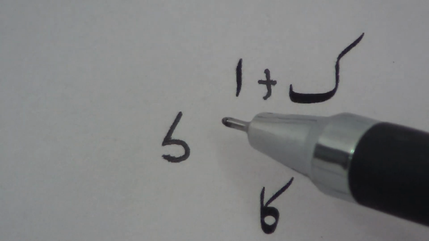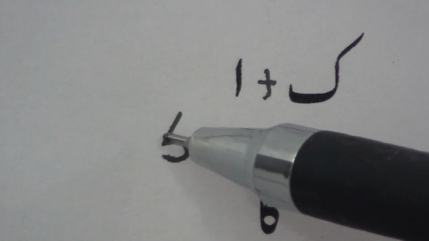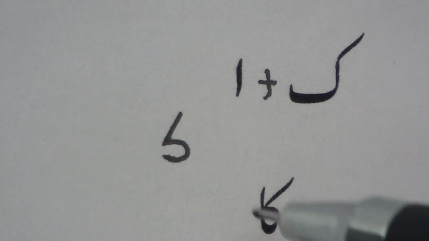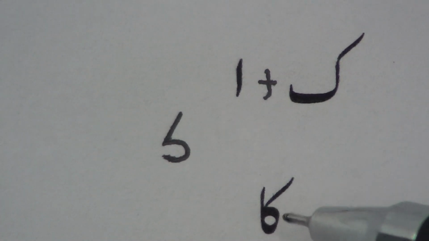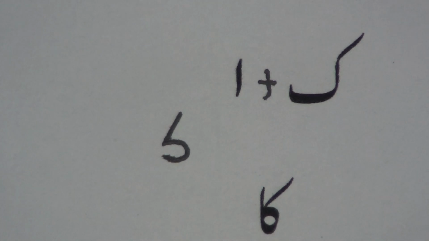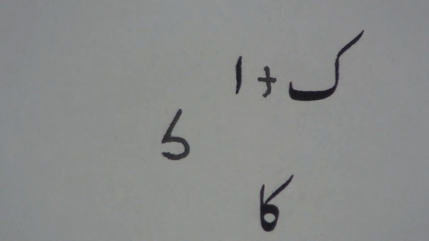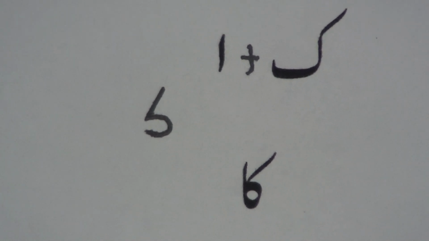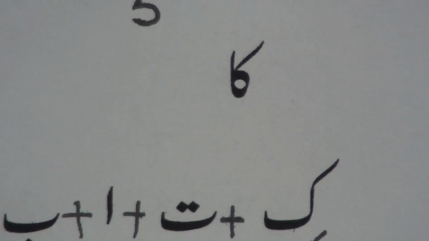Now, when alif is added to Kaf, the shape of Kaf becomes this. This is Kaf, and this is alif. Ka.